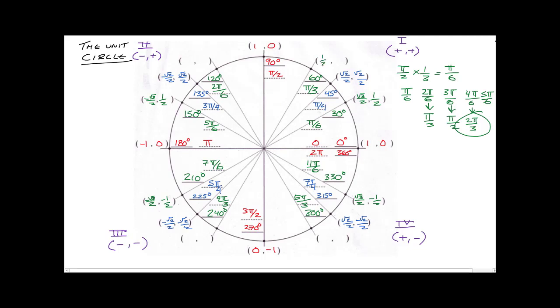This is 1/2, root 3 over 2. Okay, so this is negative 1/2, root 3 over 2. This is down here, negative 1/2, negative root 3 over 2, and 1/2, negative root 3 over 2. All right, what we've just done is drawn all the key points on the unit circle.